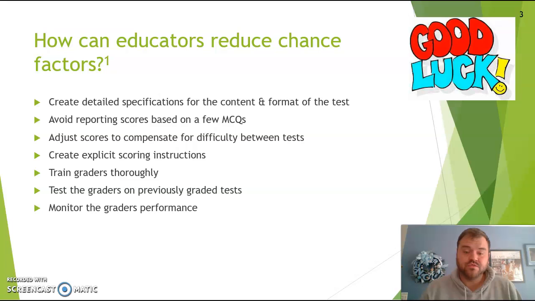So how can educators reduce chance factors? First, create detailed specifications for the content and format of the test. Avoid reporting scores based on a few multiple choice questions. Adjust the scores to compensate for difficulty between tests. Create explicit scoring instructions. Train graders thoroughly. Test the graders on previously graded tests and see how they compare, to see if they're within the right ballpark of the previous grader, and monitor the grader's performance. If they overall are just giving worse grades than others for the same testing and the same rubric, then that's something that you need to evaluate and look at.